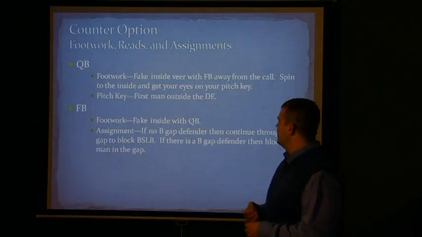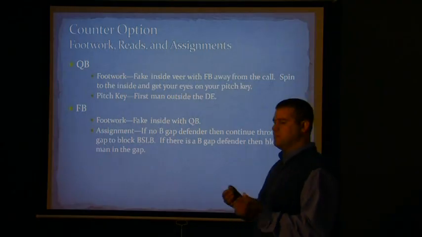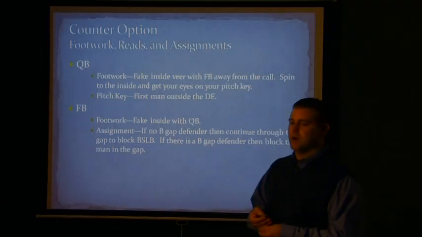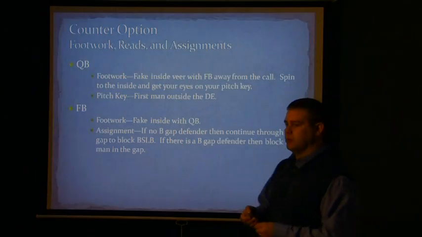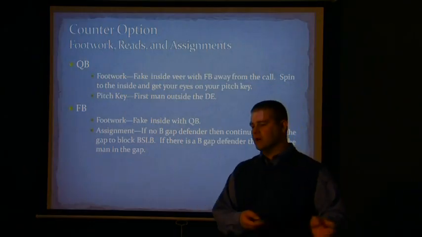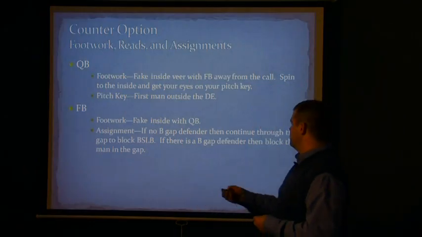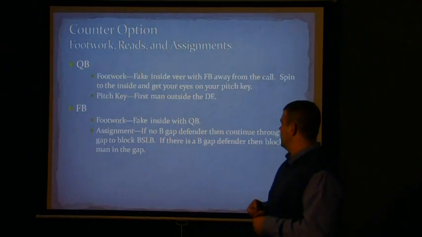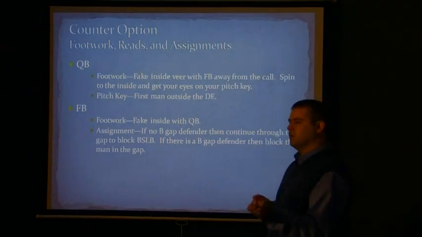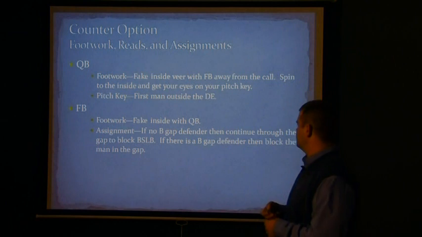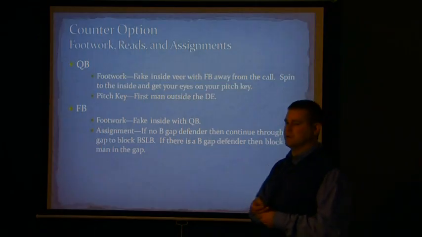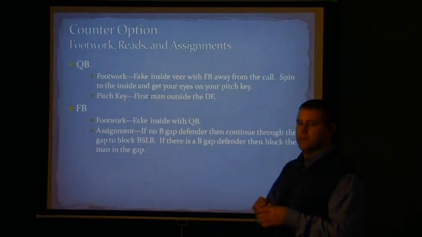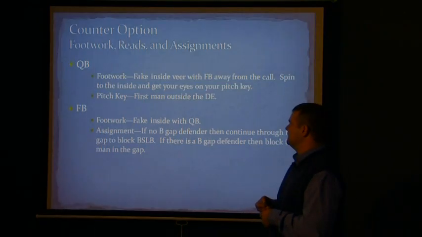Our assignment, if we have a B-gap defender away from the call, is that we expect our fullback to block that guy. Because we're going to pull that play side guard or that backside guard, we expect that if he has a B-gap player, our fullback's going to pick that guy up. We'll look at what the tackle's responsibility is here in a second, but that's important. If there's not a B-gap defender, if there's an A-gap defender, our center will take care of that. So our fullback's now responsible for the backside linebacker.